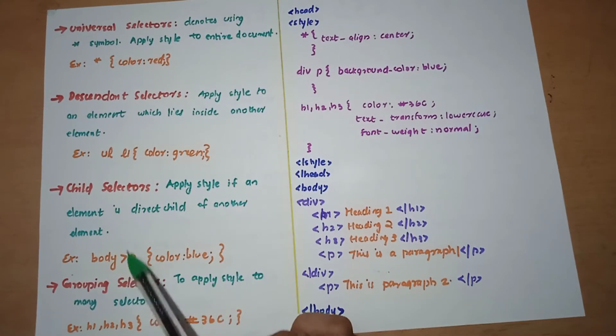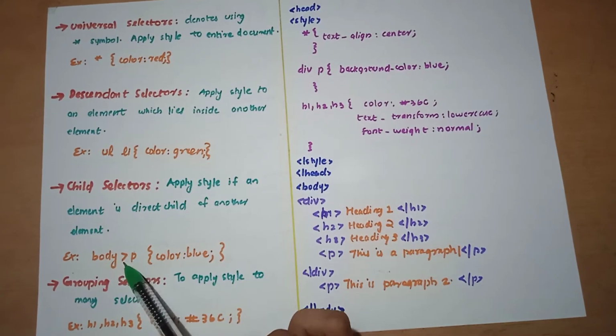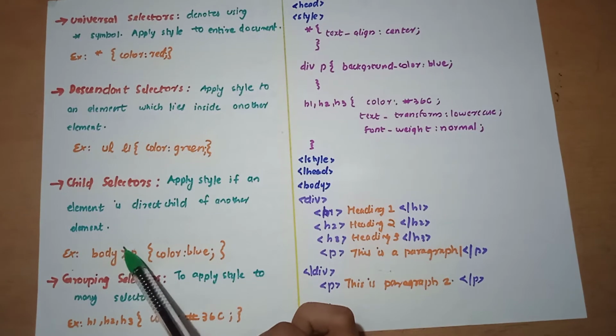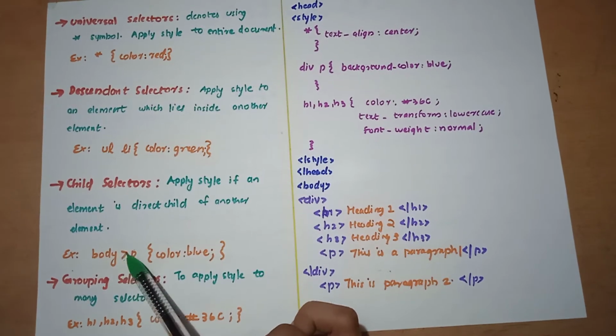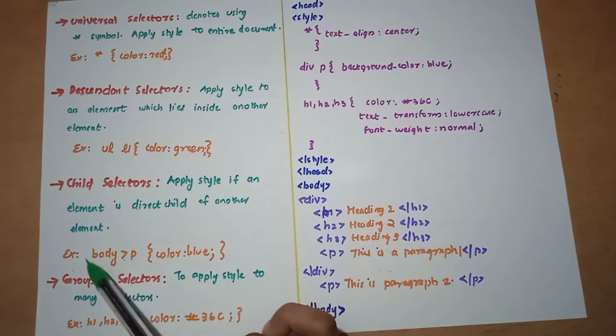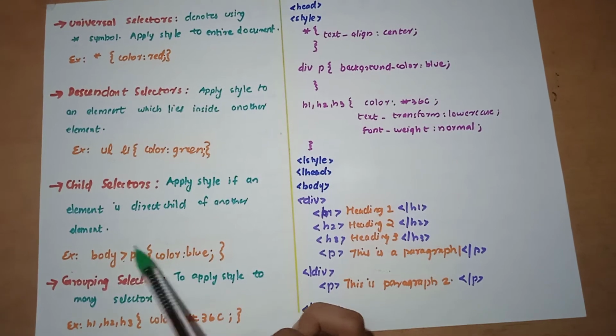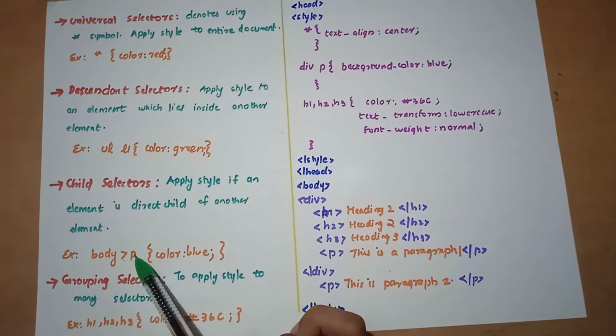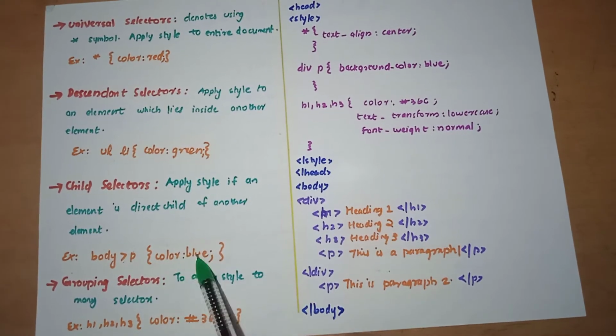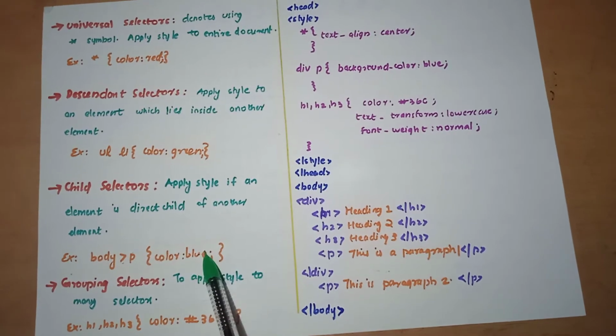From here it has got a different feature. What's that? It has a greater than symbol. That means the first one is the domain and this is actually its child. So this only will be affected by the colors or the styles that we have written there.